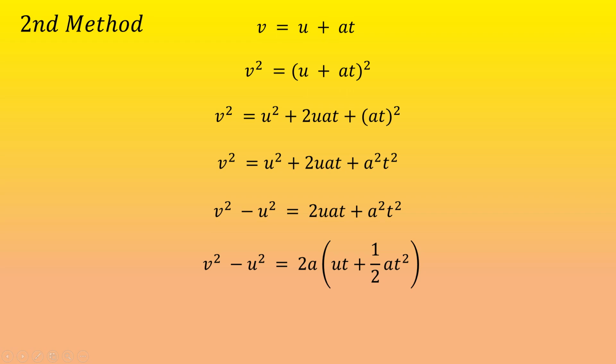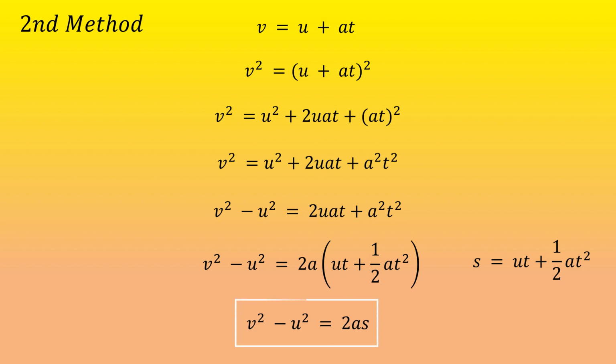So we know from the second equation of motion, s is equal to ut plus half at square, right? So s is equal to ut plus half at square. We'll just replace this with s. Voila, we got the third equation of motion. It's very simple, right? So this is the third equation of motion.